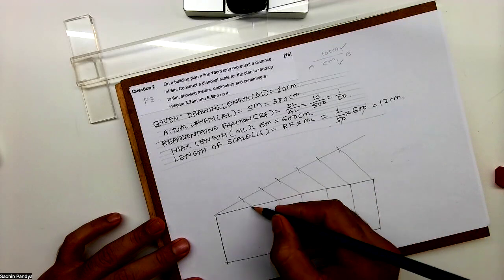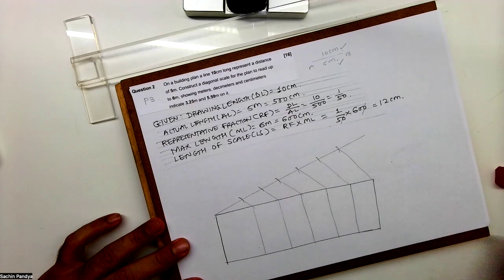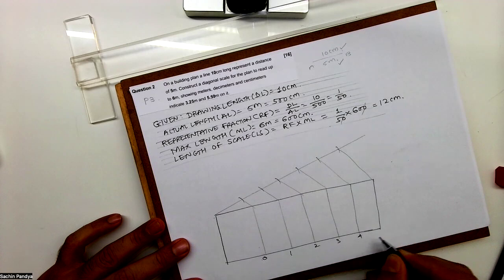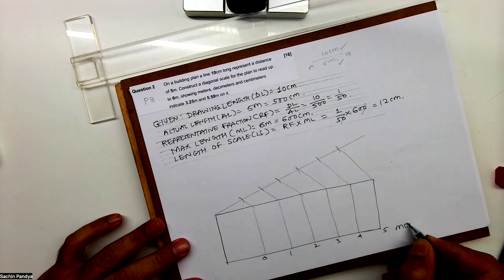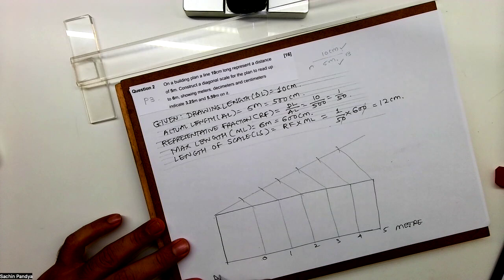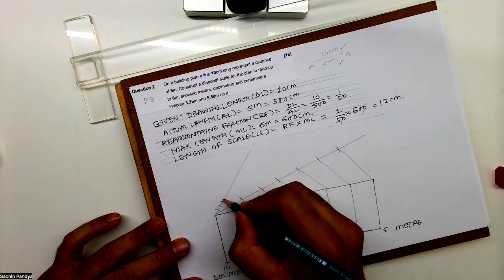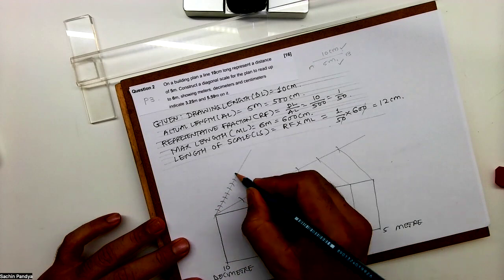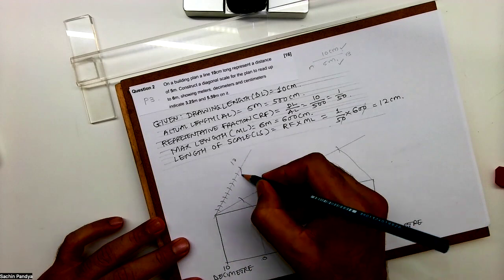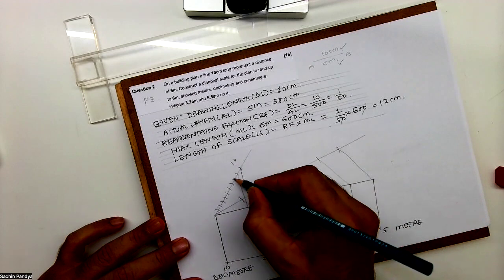So what I've done, I've divided it into 6 parts. And I can write this is 0, 1, 2, 3, 4, 5. This is meter. This is decimeter. Here I will write RF. RF is how much? 1 upon 50. This part I will divide into 10 parts. So again, I will draw a line, cut 1, 2, 3, 4, 5, 6, 7, 8, 9, 10. I'll join this to this, and then I'll draw a parallel line.